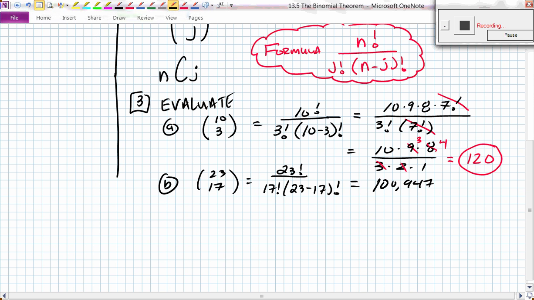Okay, question to you. Back up to the 10 choose 3. If from my 10 people I'm going to choose 3 of them, now I'm going to change my team from 3 people to 5 people. Would you expect my number of choices to go up or go down? Or stay the same? I say down.